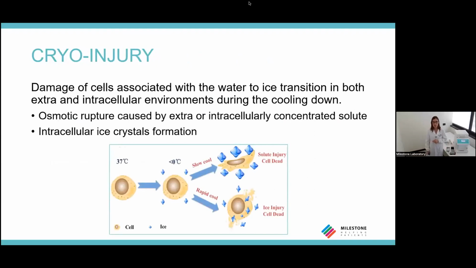We have two kinds of damages. The first is the osmotic problem caused by concentrated solute. As water freezes, the molecules and the electrolytes in it become more concentrated in the water that is not frozen. And this higher concentration can create problems to the structure of the cell.